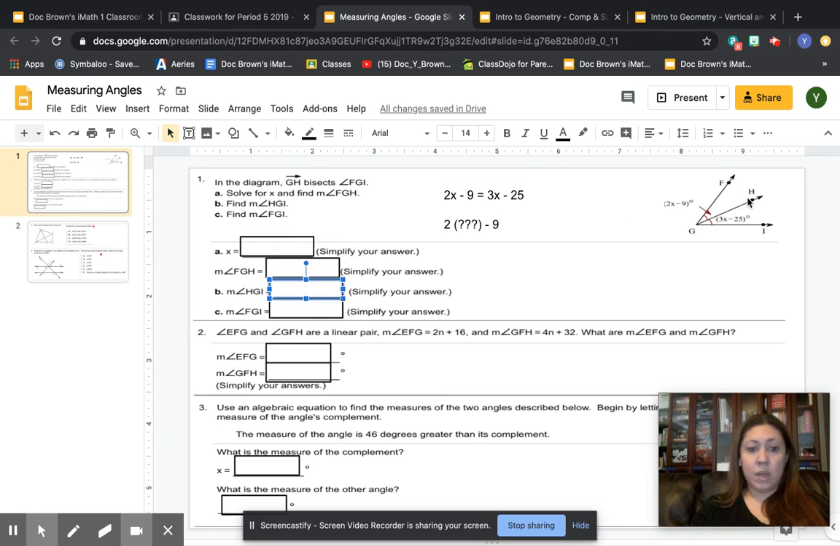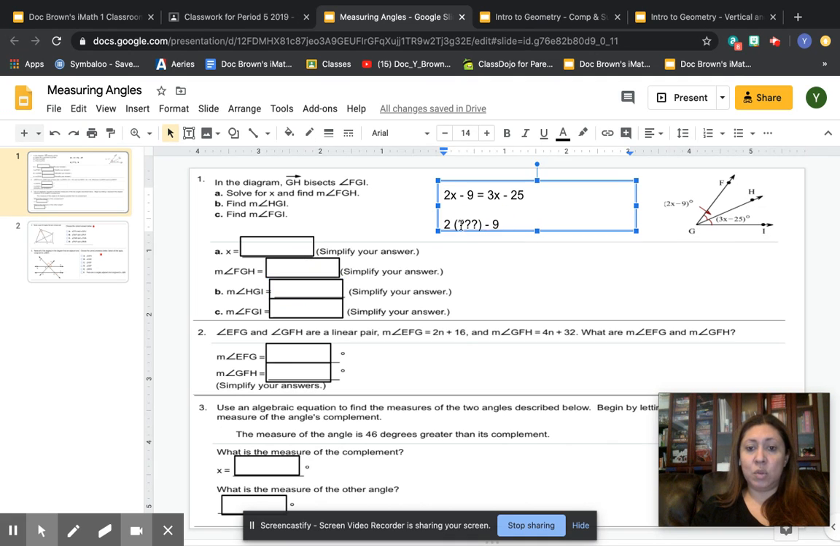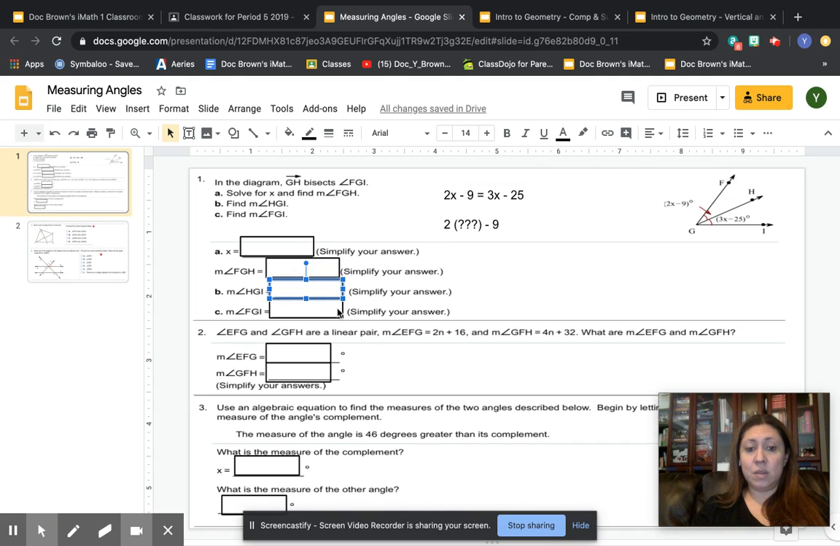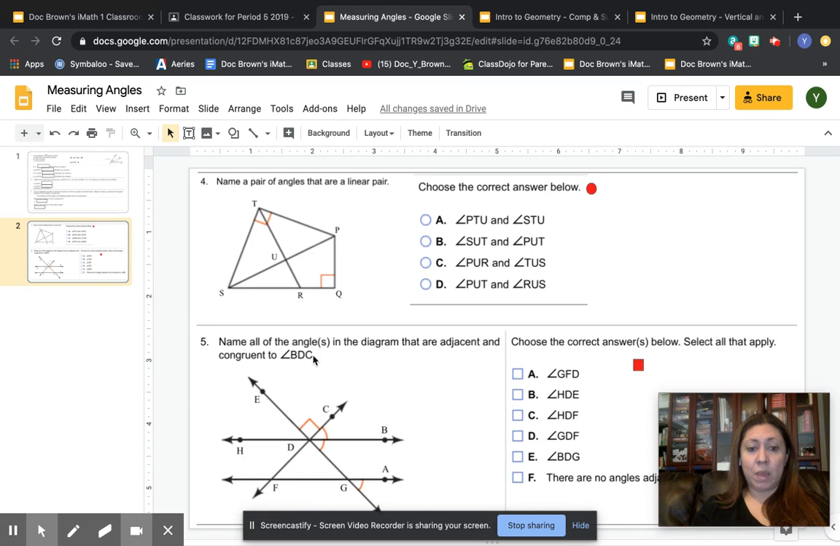This one, it wants to know HGI, same thing. You would do the exact same thing as this. And then FGI. Well, I would just add both of these together. Remember, these are bisected, so both of these should be equal to each other. So if you add this one plus this one, it should give you this one.